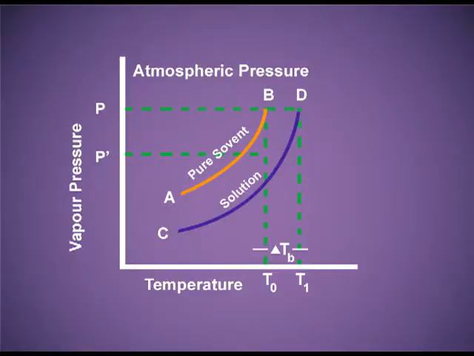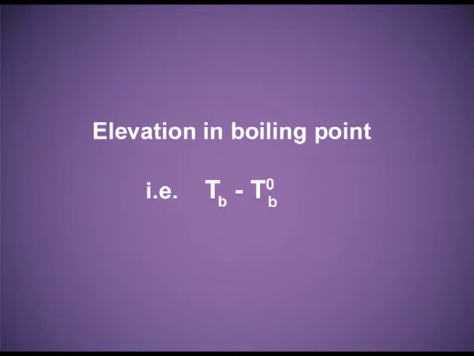And if we want our solution to boil, we have to heat it more. And at TB temperature, the vapor pressure increases and becomes equal to atmospheric pressure, and at point D you can see that it is becoming equal to atmospheric pressure and it is boiling. So, you can very well see that there is an increase in the boiling point, and this increase in the boiling point is known as delta TB, that is elevation in boiling point. It is equal to TB minus T naught B.